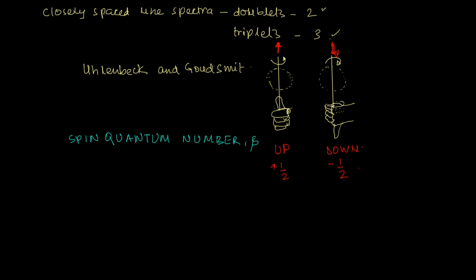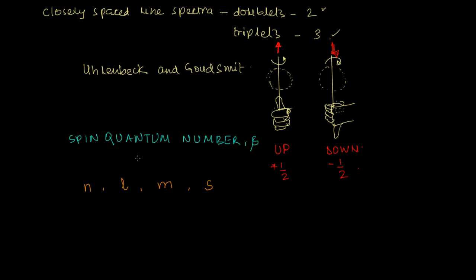So how many of these did we see till now? We saw the principal quantum number N, followed by the azimuthal L, followed by the magnetic M, followed by the spin S. Correct? Together, they'll be able to define all the electrons. Get that point? So N, L, M and S will define all the states that an electron can have.